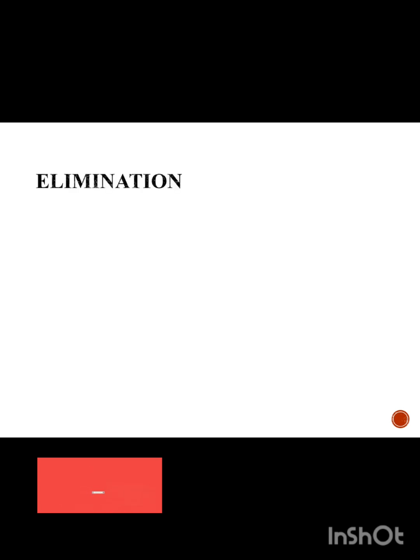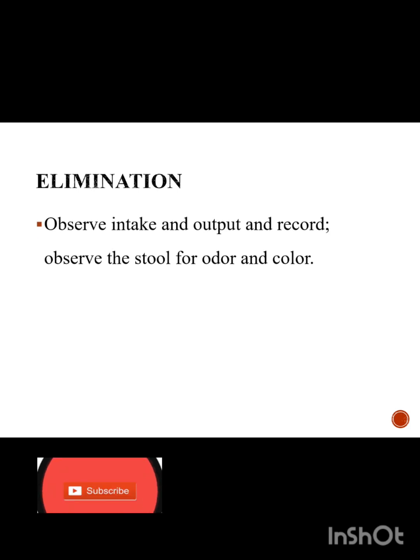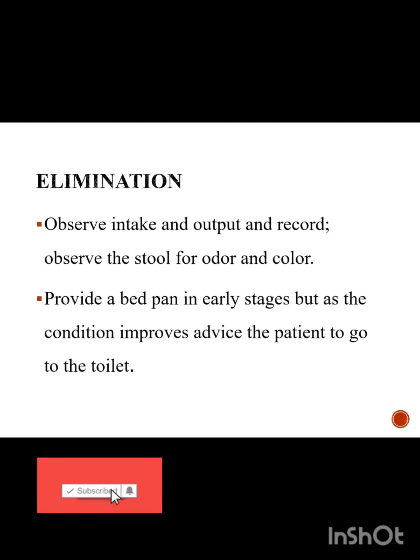Now in relation to elimination, you should be able to observe the intake of fluids, or the vomiting, how much they are vomiting, if they are improving or not, how much they are eliminating, as well as the consistency and the type of stool that this patient is eliminating. You want to see if the patient is improving or not. Then also provide a bedpan in the early stages, in the evacuation or collapse phase. Then if the patient improves, you can advise them to continue going to the toilet.